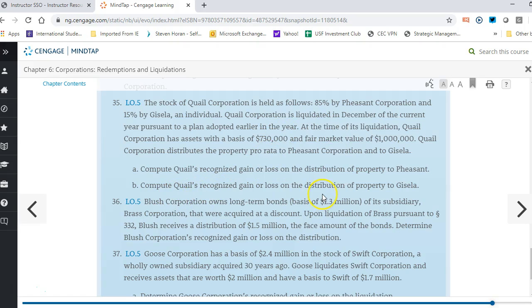For Part B, what's the gain or loss to Gisela? Clearly not a corporation, so it's outside third party. So clearly not a related party subsidiary. So for Gisela, what we do is we look at the fair market value is $1 million, and then we've got the basis of $730, so obviously the difference would be $270, and Gisela gets 15% of that. So Quail would recognize a 15% gain on that one.